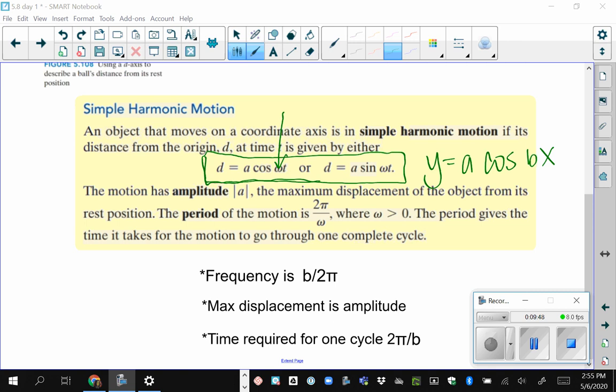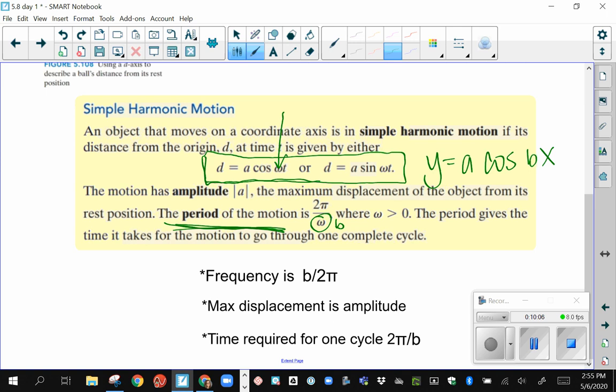So it says that the motion has an amplitude absolute value of A. That's the maximum displacement. So how high above rest does it go? How far below? We're going to calculate the period the same way as we did with our sine and cosine graph. That's awesome. This is the same as 2 pi divided by b.